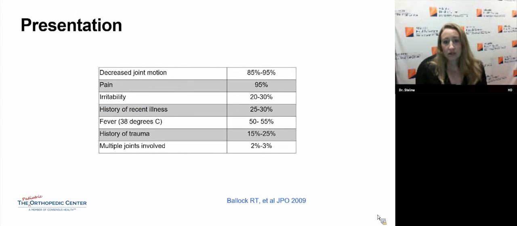How do these kids present? So most of them have pain and decreased joint range of motion. They may be irritable. They can have a history of recent illness. They can have a fever. They may have a history of trauma, and a smaller portion have multiple joints involved.